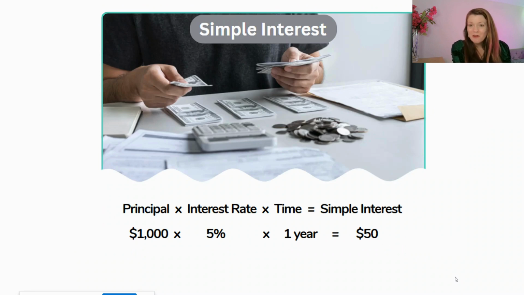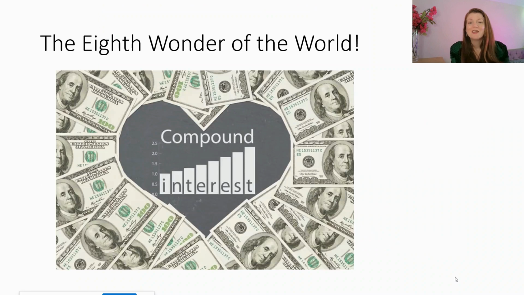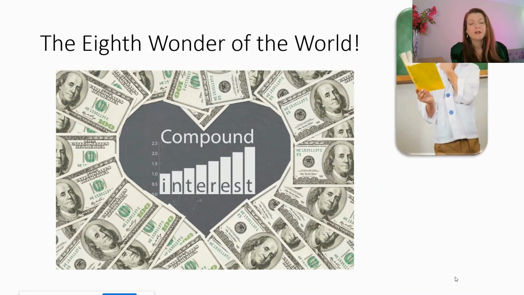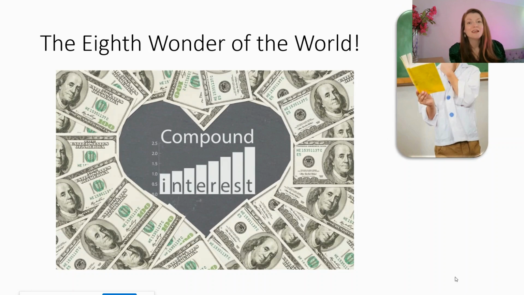This is a very simple formula, but unfortunately, it doesn't take something super important into account, and that is called compound interest. Compound interest is where our money is going to be growing and working for us. So it's actually called the eighth wonder of the world. Can you guess who called this the eighth wonder of the world? It was actually, this is a very young picture of him, but it was actually Albert Einstein that said compound interest is the eighth wonder of the world. He who understands it earns it, he who doesn't pays it.